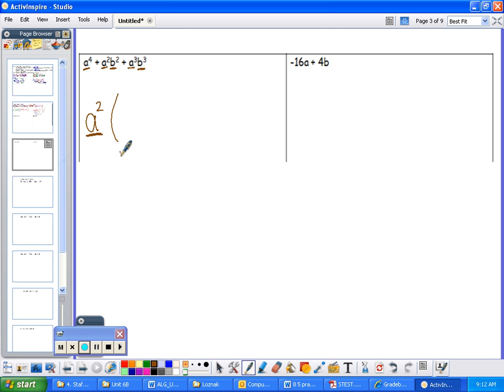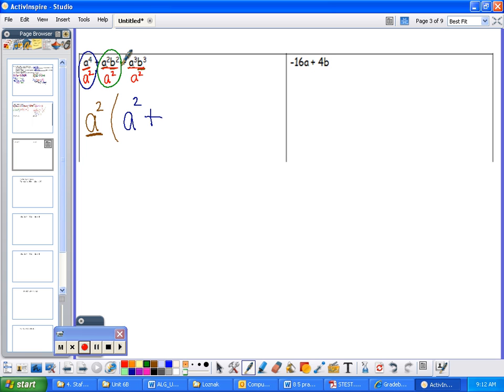So what does that leave me left over in each group? I'm going to divide this one by a squared, this one by a squared, and this one by a squared. We always divide by our greatest common factor. So a to the fourth divided by a squared leaves me a to the second. I bring down my plus sign, and then I do the next section.